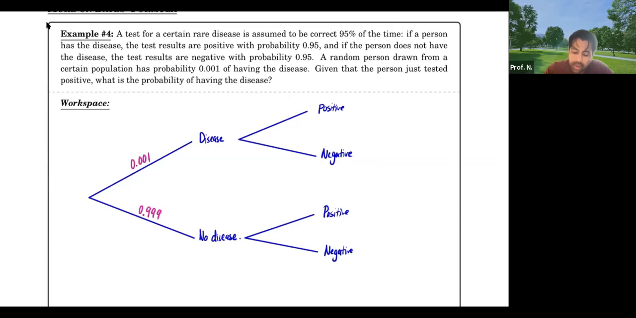What's the probability of getting a positive result if you have the disease? So if I have the disease and I get a positive result, that happens 95% of the time, 0.95. But what's the probability that I have the disease and it comes out negative? We'll see. That's where the error comes into play.